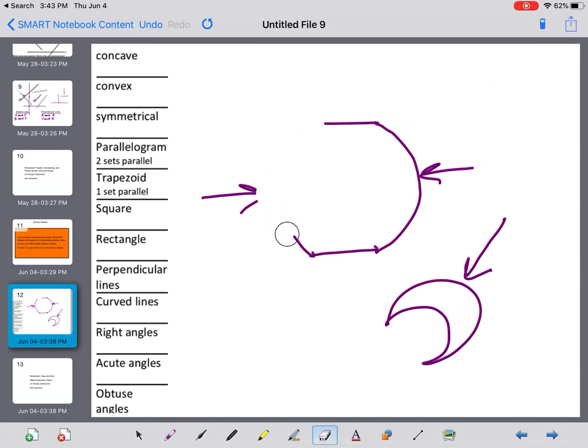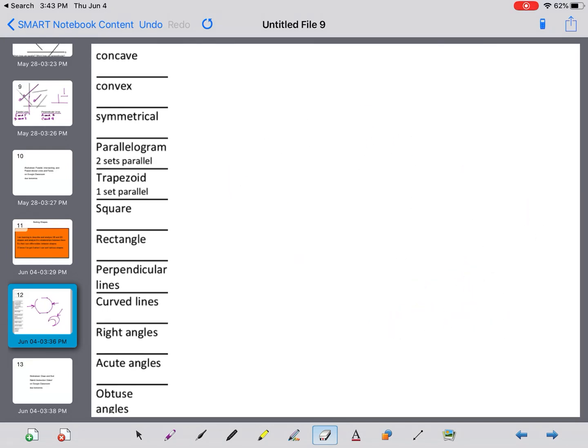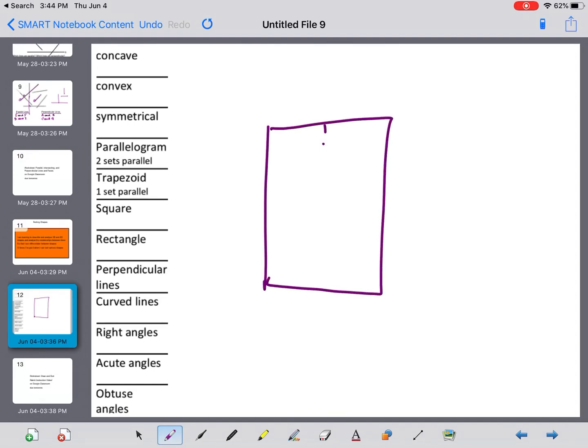Okay, next one, moving on, would be symmetrical. We've covered this one quite recently. As you know, a symmetrical shape is any shape that, when folded in half, would match up. So if I have this piece of paper right here and I fold it down the center like this, it would all match up. All the edges, all the corners, everything would match up, and that means that it is symmetrical.